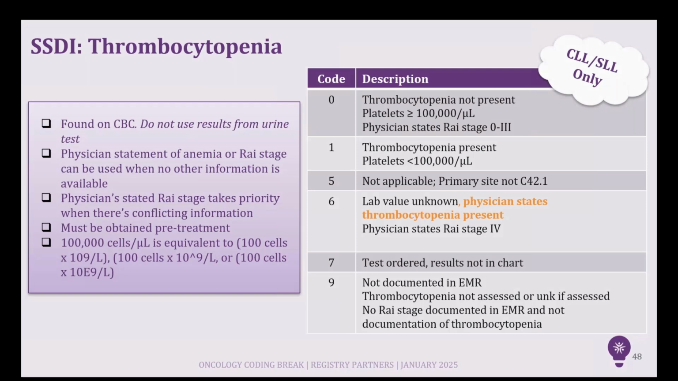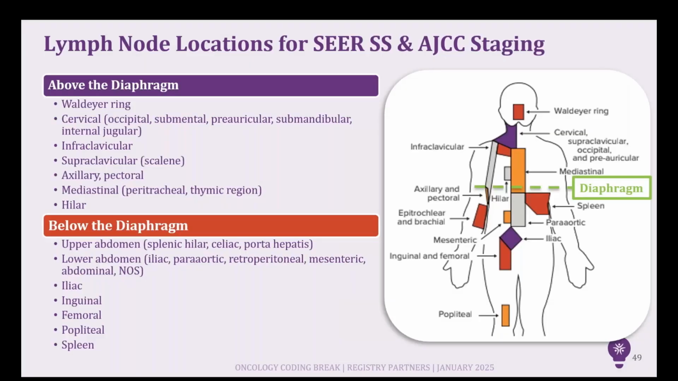So the diaphragm serves as an important reference point when assessing lymph node involvement for stage. We divide the lymph nodes into two categories: above the diaphragm and below the diaphragm. This is just a good reference slide to look at later. We won't read all of these.